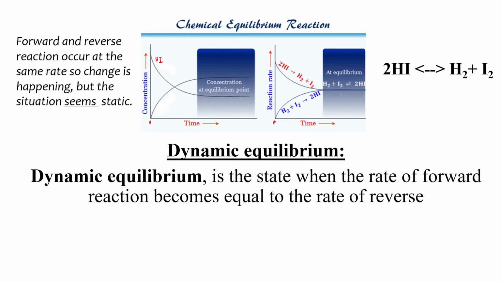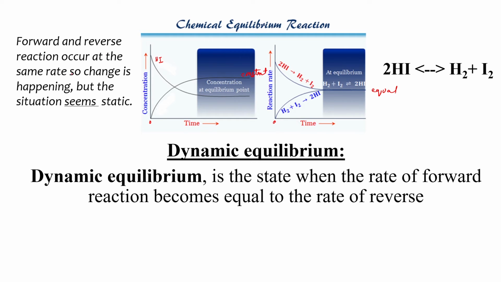So equilibrium is a point where the rate of the forward reaction and the rate of the reverse reaction become equal, and the concentration of the product and the concentration of the reactant become constant. Okay, so these two words are not the same. Equal means they are the same, constant means they can be different, but they just don't change. This equilibrium is called dynamic equilibrium.